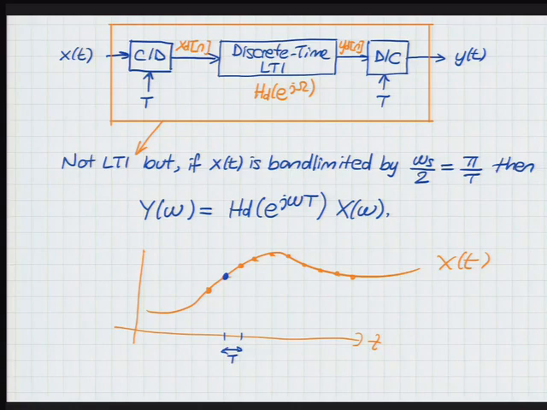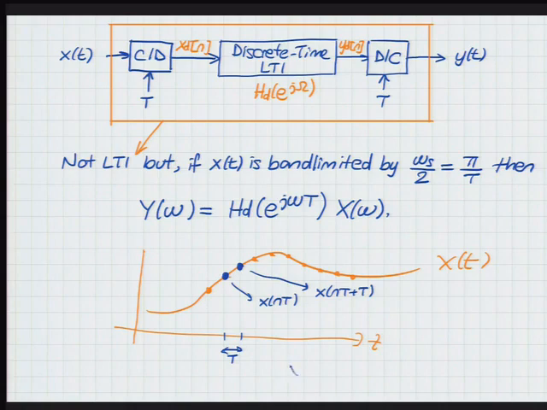Okay, still no volunteers. Let me further restrict your choices. Let's say I tell you that to approximate the derivative at this point, I only allow you to use these two samples. This is x of nT, and this is x of nT plus T, right? What would you do? Look at the difference. Divide by T, right? That's numerical differentiation of the cheapest kind. It's the simplest numerical differentiation you can do.